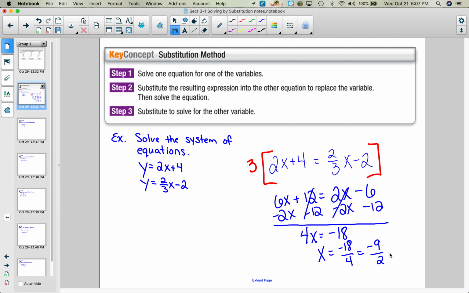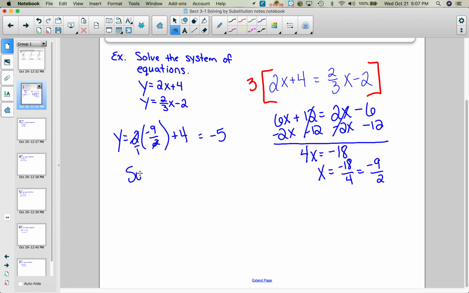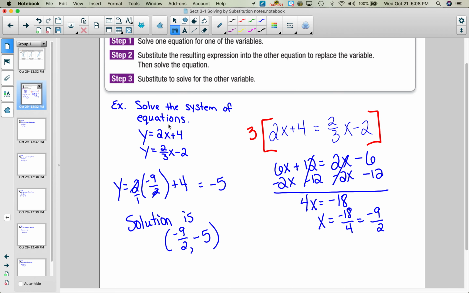So here what you can do is, it doesn't matter, you're going to substitute, which is why it's the substitution method. You're going to substitute this value, negative 9/2, into either equation. I'm going to do the first one. We have a negative 9/2, so I'm just substituting this in. You've done that before. The 2's cancel. Negative 9 plus 4 is negative 5. So my solution is negative 9/2, negative 5, which means if I graphed these two equations, they're going to intersect at that point.